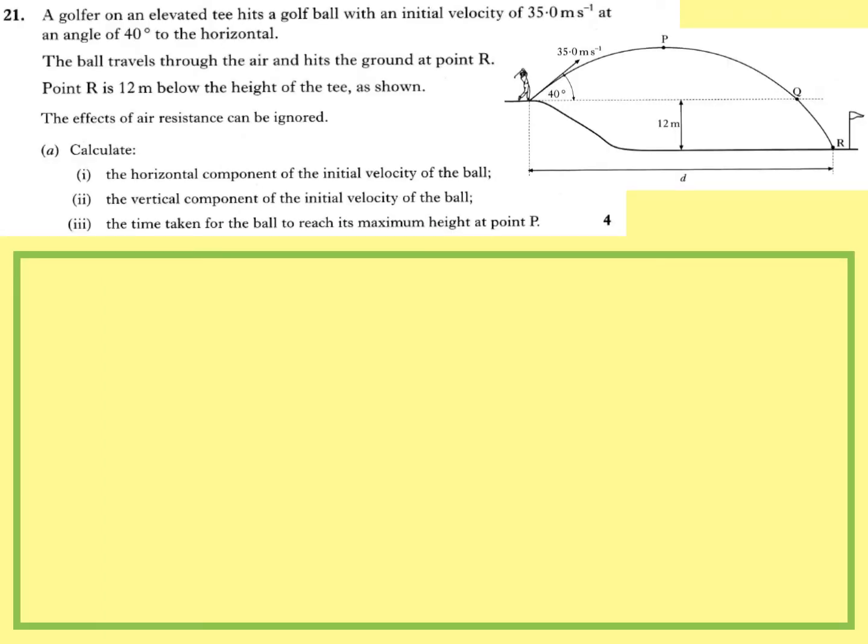Let's start by drawing a small diagram of the initial velocity and the angle. We've got our initial velocity of 35 meters per second and an angle of 40 degrees. We can split this up into the horizontal and vertical component. And we know that our equations are the vertical component of the velocity equals v sine theta, and the horizontal component of the velocity equals v cos theta.